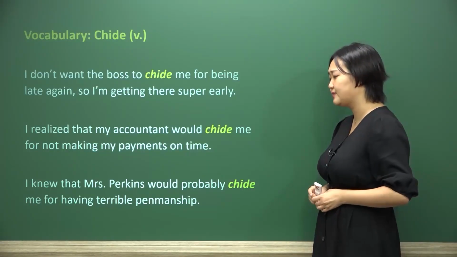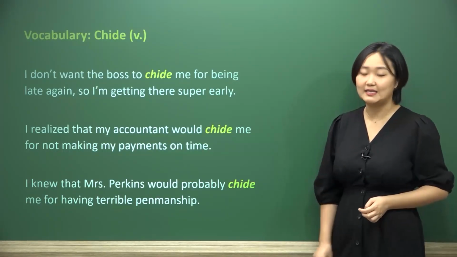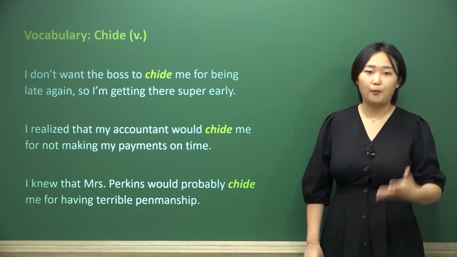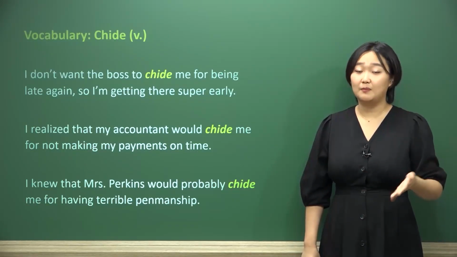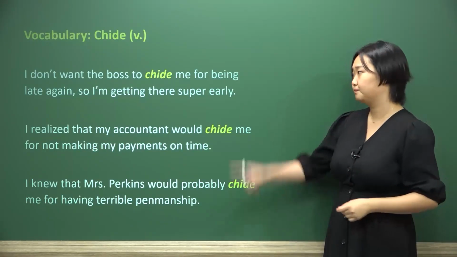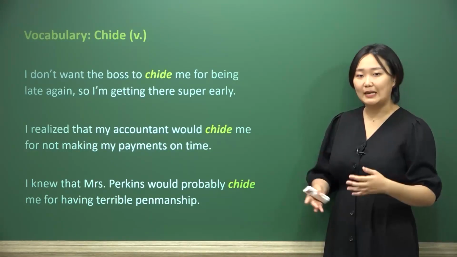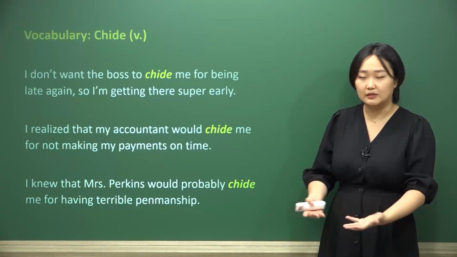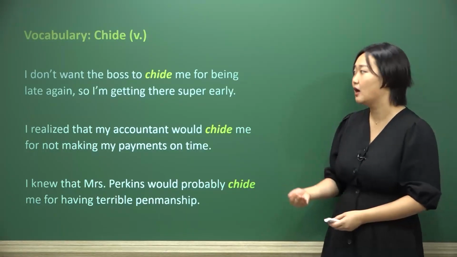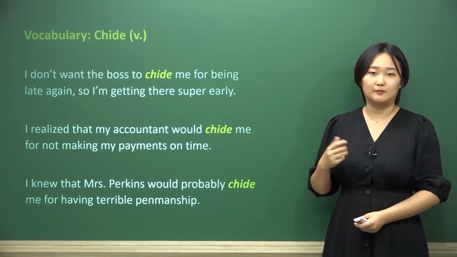I knew that Mrs. Perkins would probably chide me for having terrible penmanship. Penmanship is your handwriting, the way that you write. And so she would probably chide him for the fact that he has poor penmanship, poor handwriting. So this is really bad, you shouldn't do it, but also let me teach you how to do it because this is not appropriate. Again, it is to punish someone or to express displeasure, but also at the same time, while expressing that displeasure, they are also trying to teach you how to do it correctly. And so without that teaching aspect, I would say maybe the word chide wouldn't necessarily be as impactful as it is.